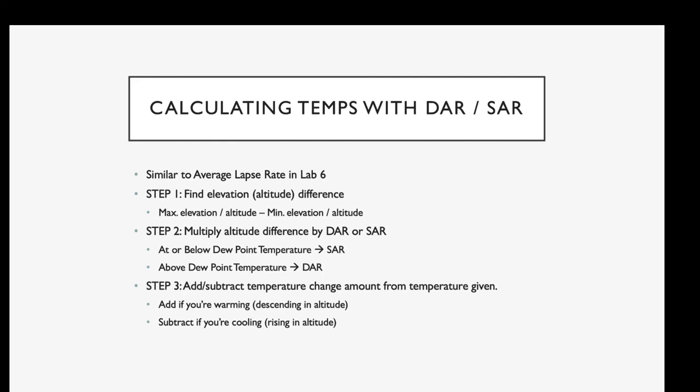Remember, if the temperature is at or below the dew point temperature, use the SAR, and if the temperature is above the dew point temperature, use the DAR. Step 3 is to add or subtract the temperature change amount from or to the temperature given. Remember, if you're warming or descending in altitude, add the temperatures. If you're cooling or rising in altitude, subtract from the temperature given.